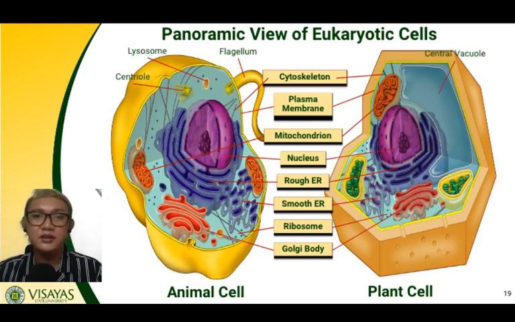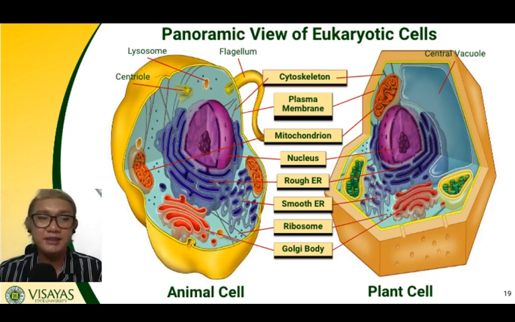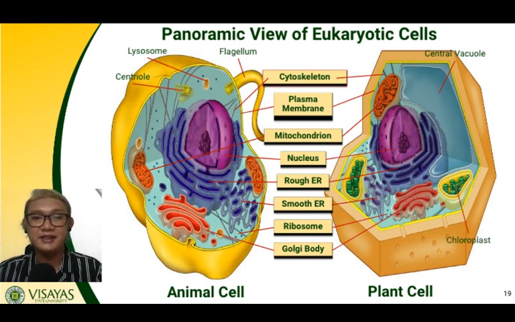Okay. However, only plant cells have a centrally located large vacuole. Although we know that animal cells also have their vacuoles, they are not as centrally located or as large as in plant cells. Also, plant cells have chloroplast and cell wall.